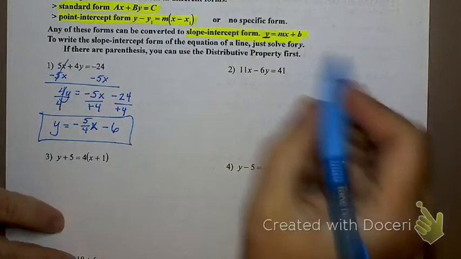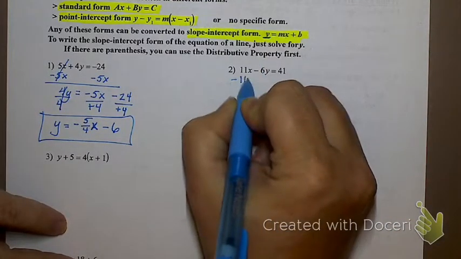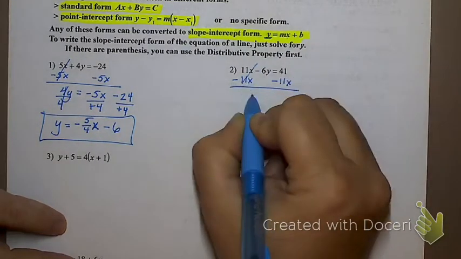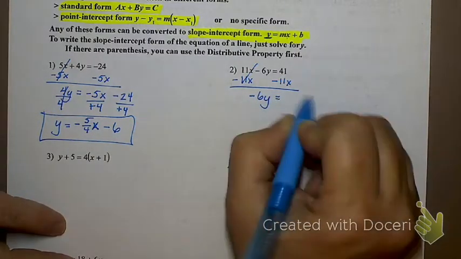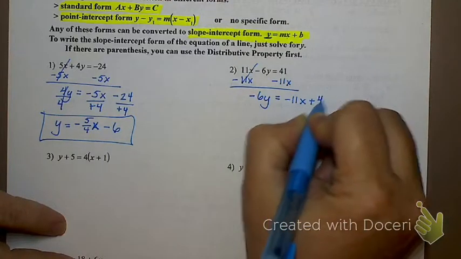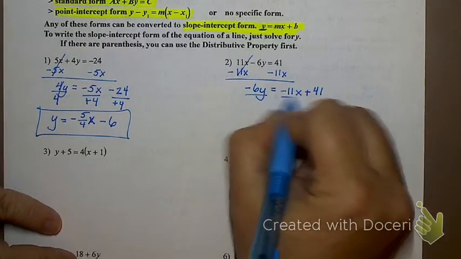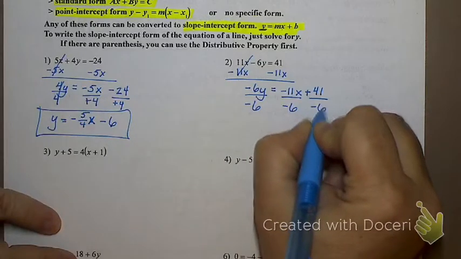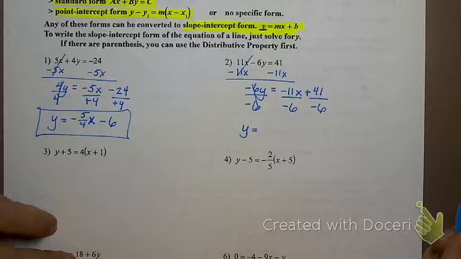All right, what do I do first? So that leaves me with negative 6y equals what? Negative 11x plus 41. Now what? Divide by negative 6 everywhere. So y equals, and none of that divides nicely, does it?